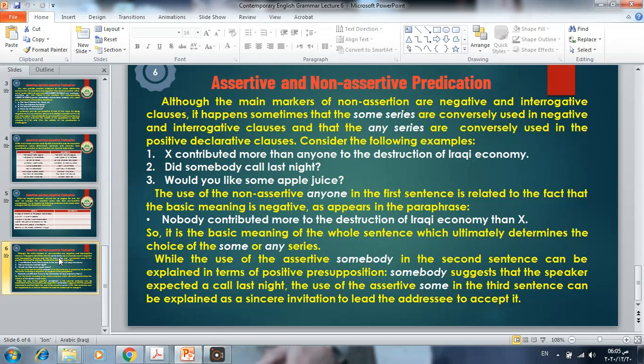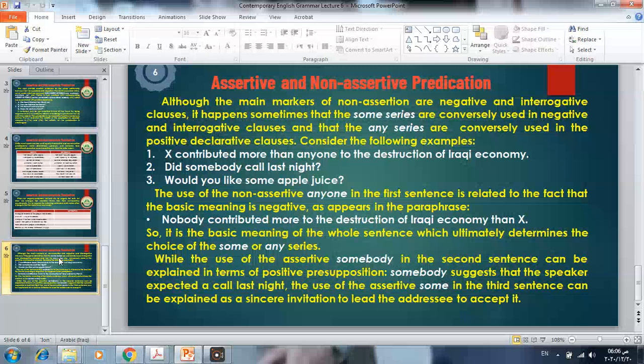Although the main markers of non-assertion are negative and interrogative clauses, it happens sometimes that the some series are conversely used in negative and interrogative clauses, and that the any series are conversely used in the positive declarative clauses. So you remember I said from the beginning that we have certain pronouns, determiners, and adverbs that are specifically used in the assertive sentences, and some others that are specifically used in the non-assertive sentences. Now, it happens sometimes that the some series, by which I mean some, someone, somebody, somewhere, something, can be used in negative and interrogative clauses.